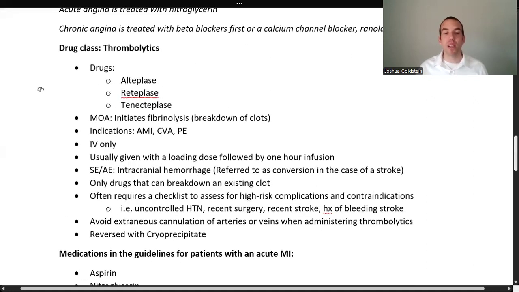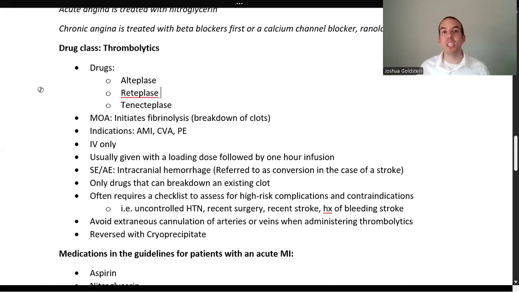Let's move on to talking really quick about an MI. I'm only going to go through one drug class here, and this drug class is also covered in the anticoagulation lecture. But let's go through it quickly here. Thrombolytics are the only pharmacology drug that is solely focused on treating a heart attack, and it's used for a heart attack, a stroke, or a pulmonary embolism. This is the only drug in existence, at least as of today, that can break up an existing clot.